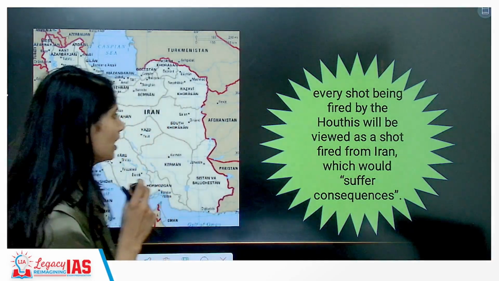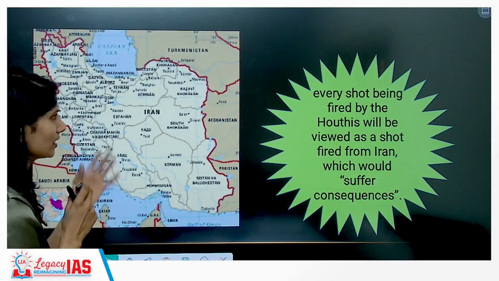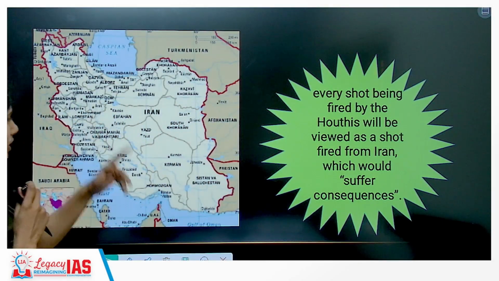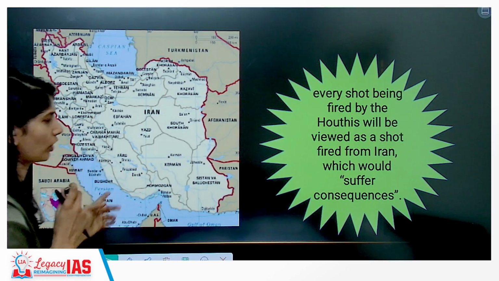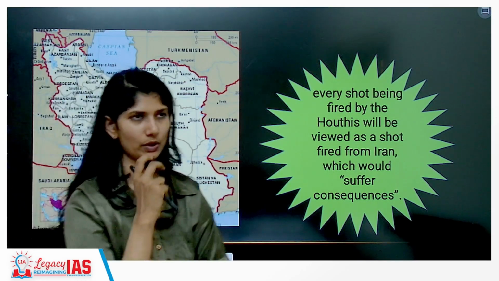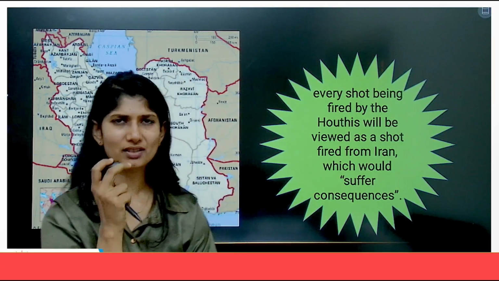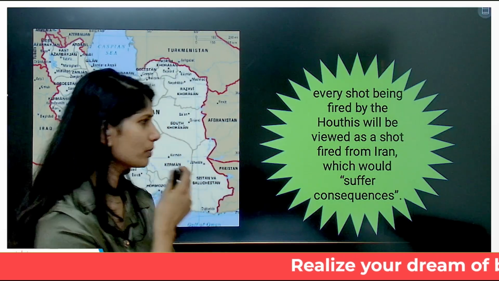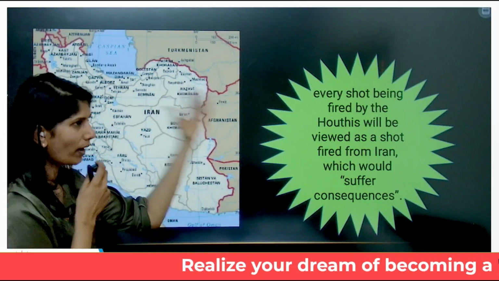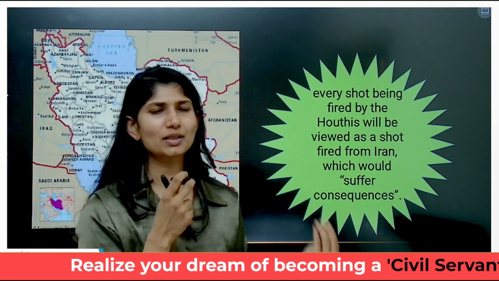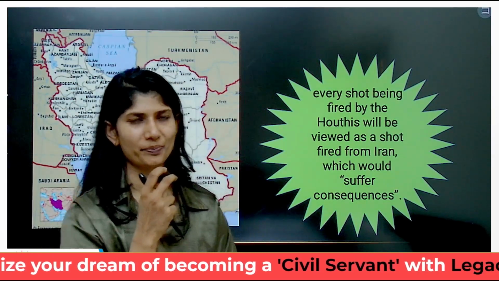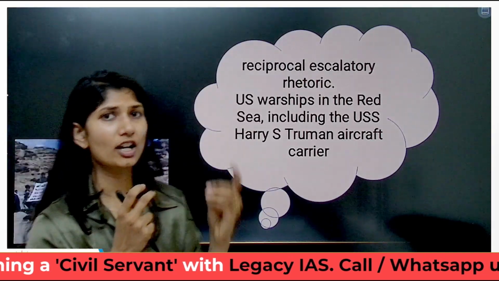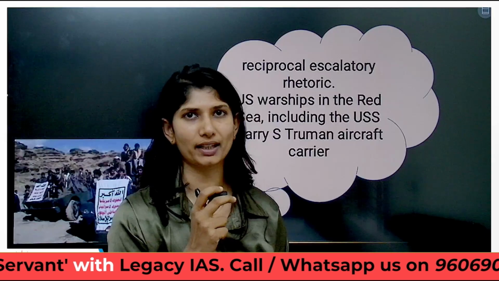Understanding? Now, look at this. This is what US President Donald Trump is saying: every shot being fired by the Houthis will be viewed as a shot fired from Iran, which would suffer consequences. The Houthis are based in Yemen, so why is Iran getting the heat for this? Because it is widely acknowledged and known that Iran backs the Houthis.